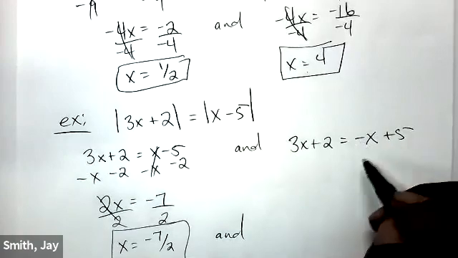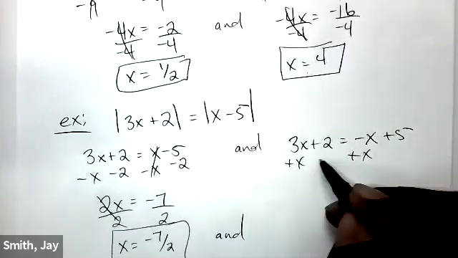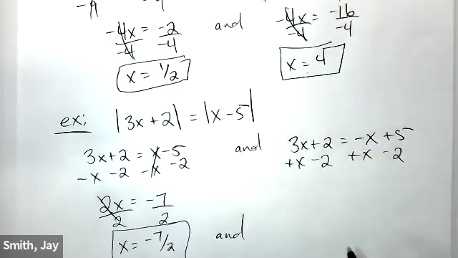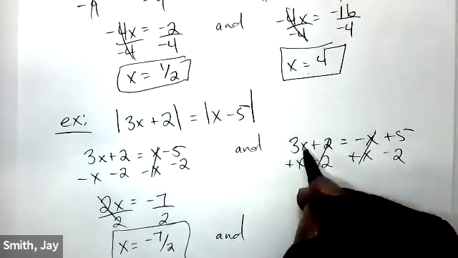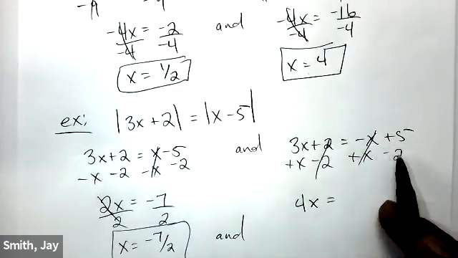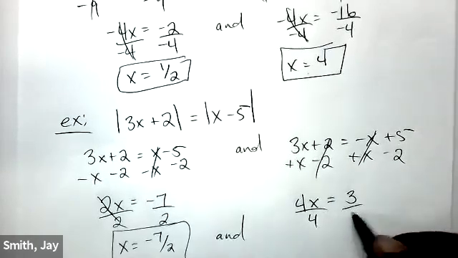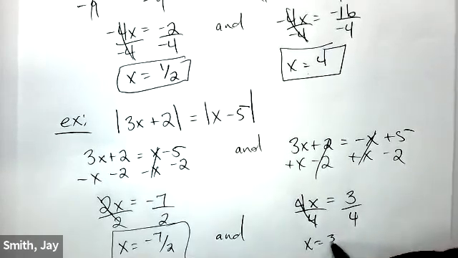We can solve this one doing the same process, just putting my x's on the left. This time I'm going to have to add x to both sides. Still subtracting 2 from both sides. 3x plus x gives me 4x is equal to 5 minus 2, 3. Divide both sides by 4, and then x is equal to 3/4.